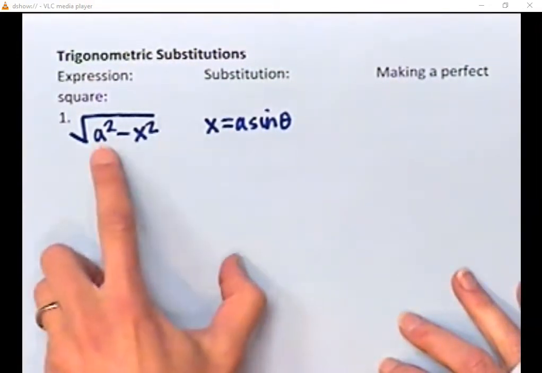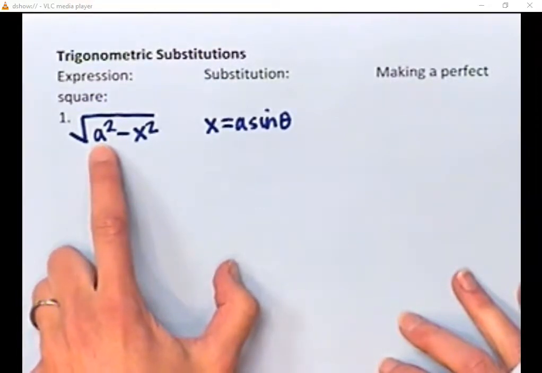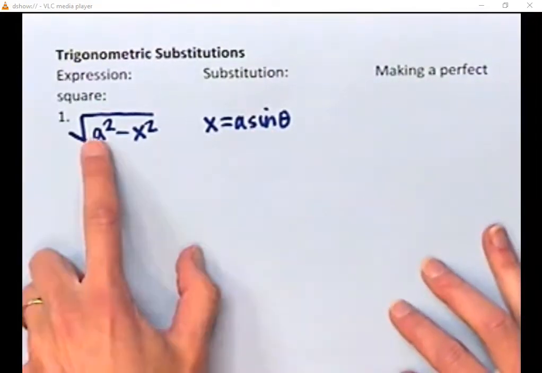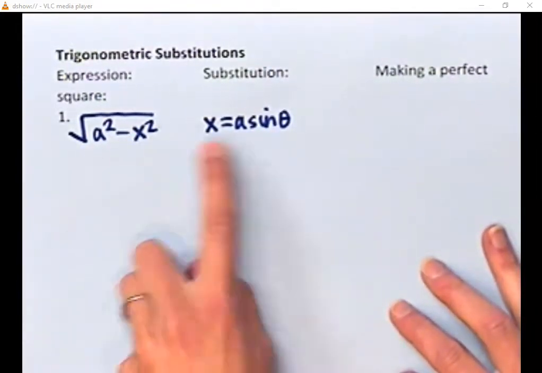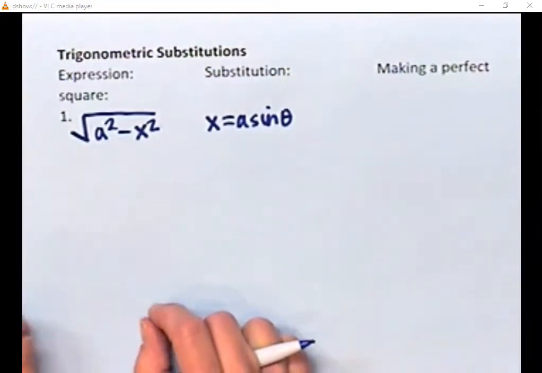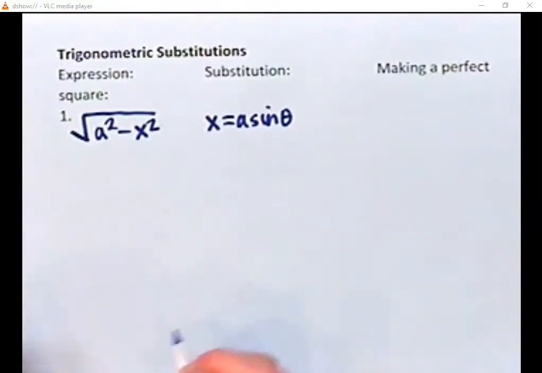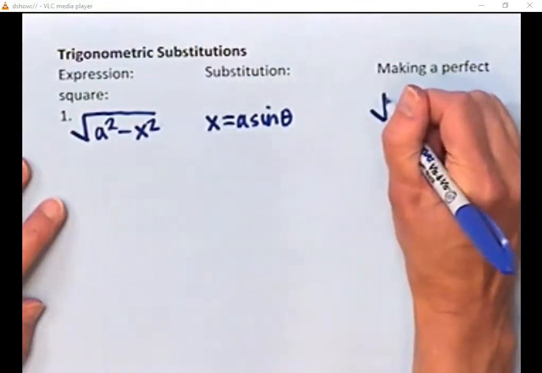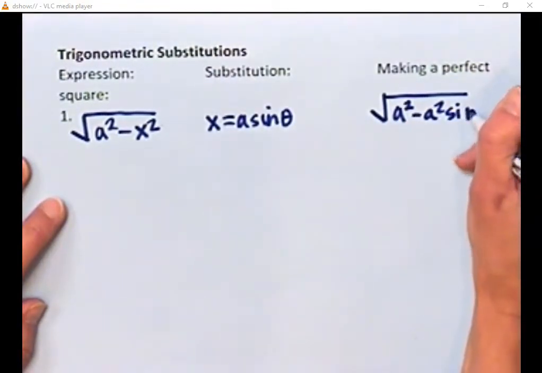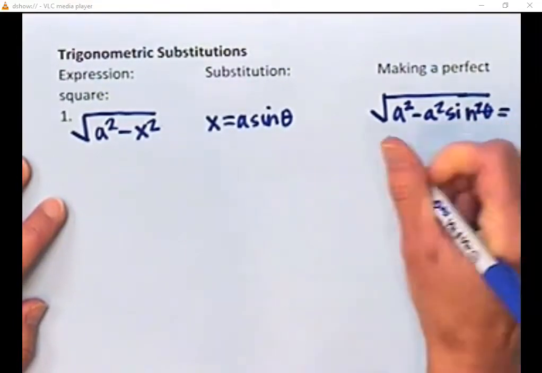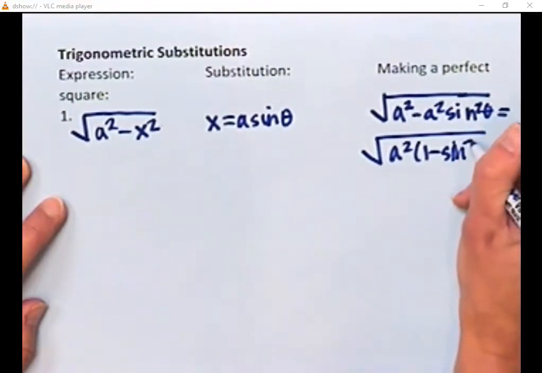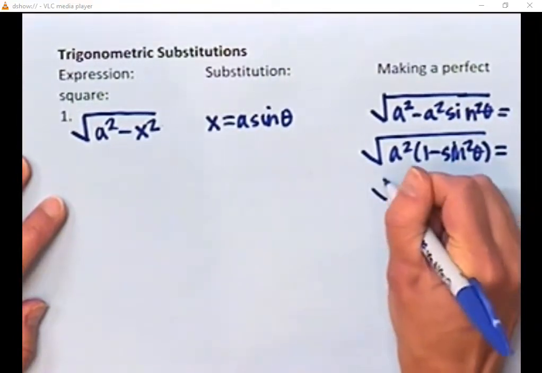And we always use a rather than a squared. So for instance, if this was 25 minus x squared, we would use 5 sine of theta. Or if this was 10 minus x squared, you'd have to use the square root of 10 to be your a. So that depends on what constant is here. To make a perfect square, we kind of already saw what happens there, but I'll remind you again that when we plug this in, we get this a squared minus a squared times sine squared, and then we're able to make a substitution for 1 minus sine squared and make a perfect square.